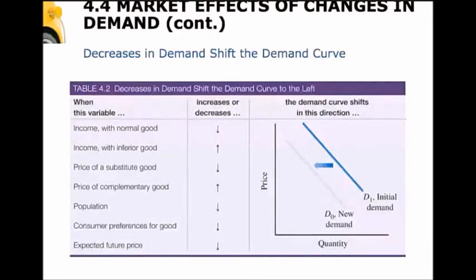And what variables decrease demand? Well, it's the same variables we had before, but moving in the opposite direction. So if we have income falling for a normal good, demand is going to go down. If we have income rising for an inferior good, demand is going to go down. Or if we just look at population, a decrease in population decreases demand.